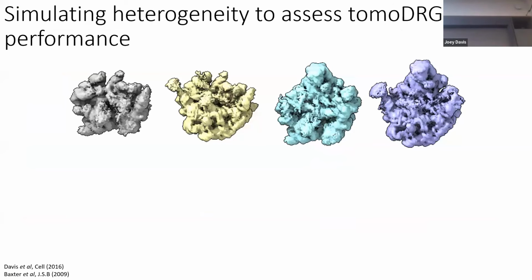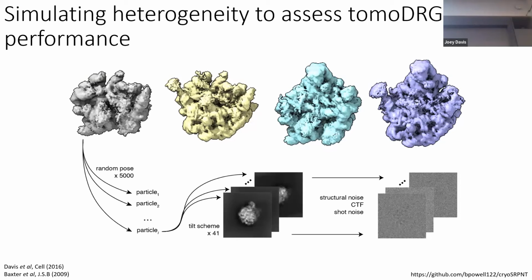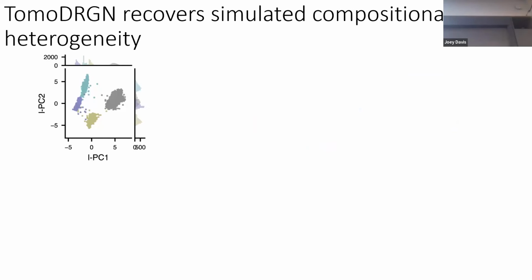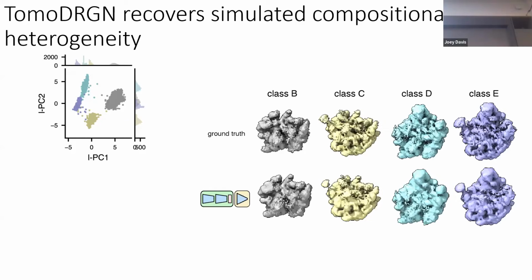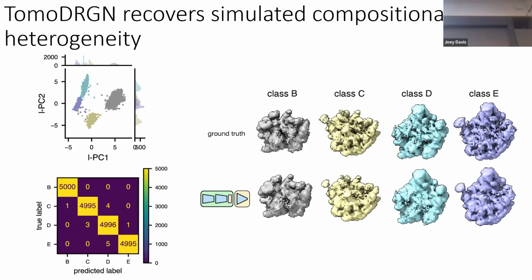The way that we tested this was to first start again with simulated data. We took 4 different assembly states of the ribosome. We simulated tomograms of those, put them through this TomoDRGN program, and then asked it to just classify them and see that 4 groups come out. We can generate structures from those, and they nicely map to the ground truth that was the input. And if we look at the confusion matrix, it's nearly perfect in its assignments.